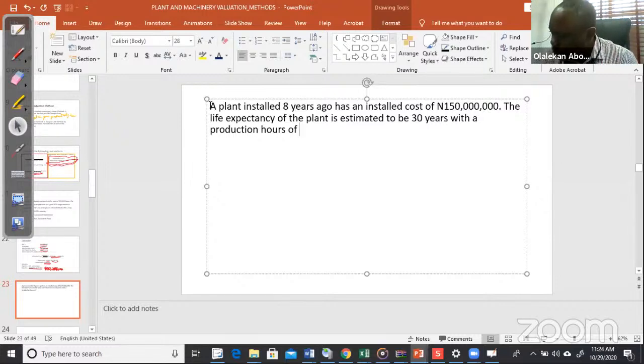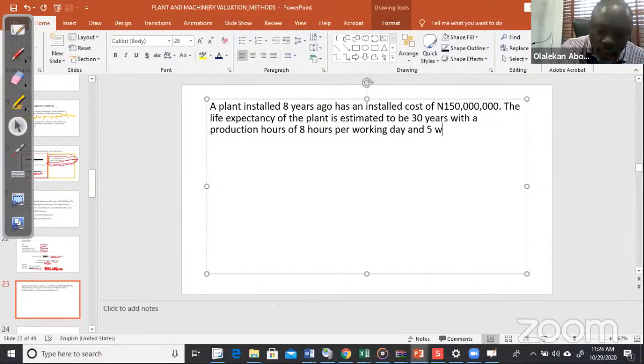Hours of production time per day, per working day, multiplied by 30, and it's 1,200. 8 hours per working day.